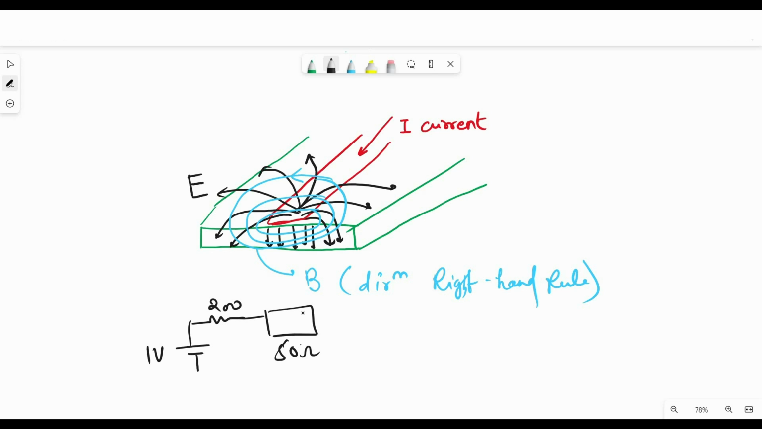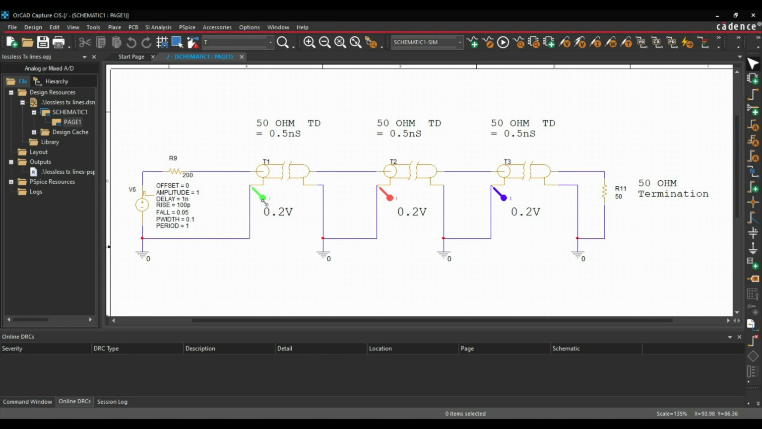So here we'll apply Ohm's law, which is V = IR, and we know the voltage, we know the total resistance in series, then current will be 4 milliamps. So expected results from the PSpice simulation will be 3 waveforms, one for the return current on each transmission line, and the delay between those waveforms will be 0.5 nanosecond and amplitude will be 4 milliamps.